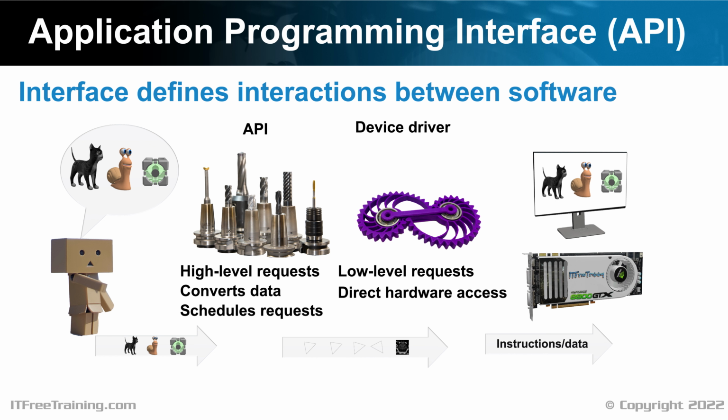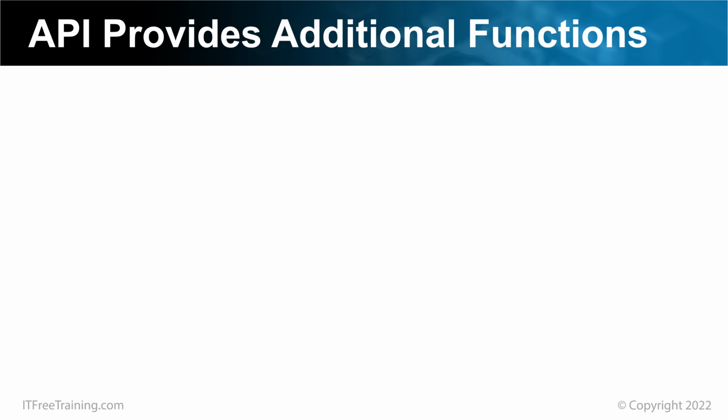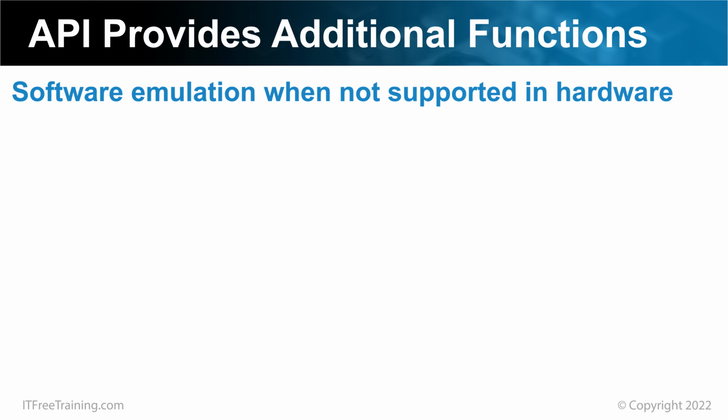You may be thinking, if the device driver provides a standard way to access the video card, why do you need an API? The API provides a further layer of standardization, but does this at a high level. Let's look at an example of why that becomes useful. An API also provides additional functions that may not be provided in a device driver. In this example, the API provides software emulation when the hardware does not support it.